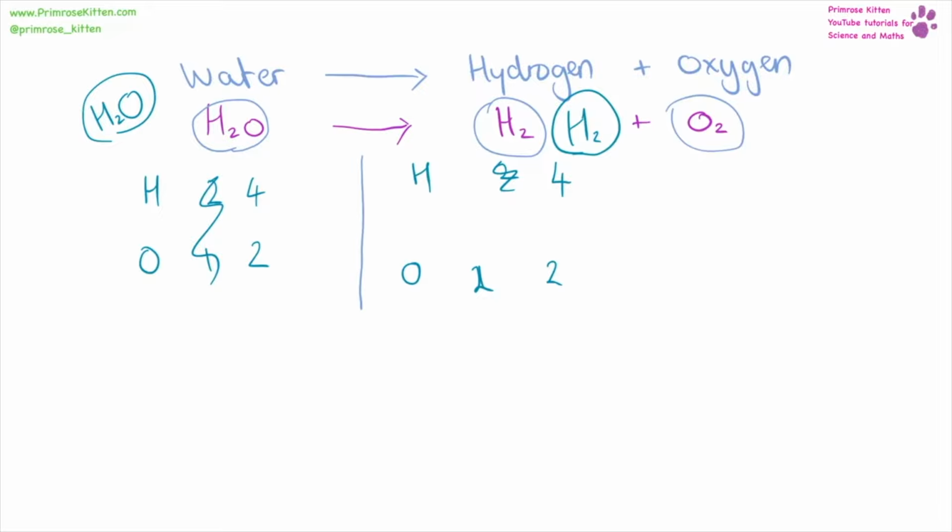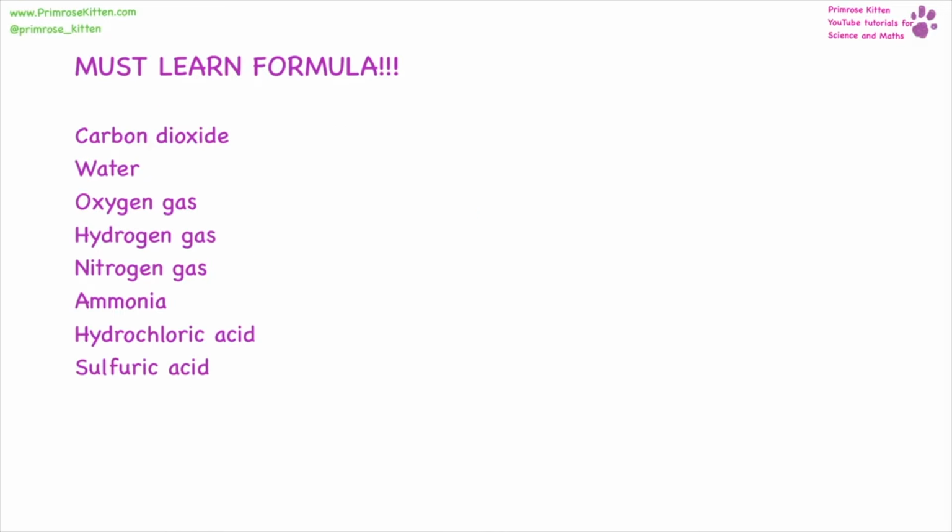So now we have 4 hydrogens on this side, 2 oxygens, 4 hydrogens and 2 oxygens. We need to rewrite that neatly for the examiner, so we have 2 bubbles of H2O turning into 2 bubbles of H2 plus 1 of O2. I seriously recommend you learn at least these formulae.